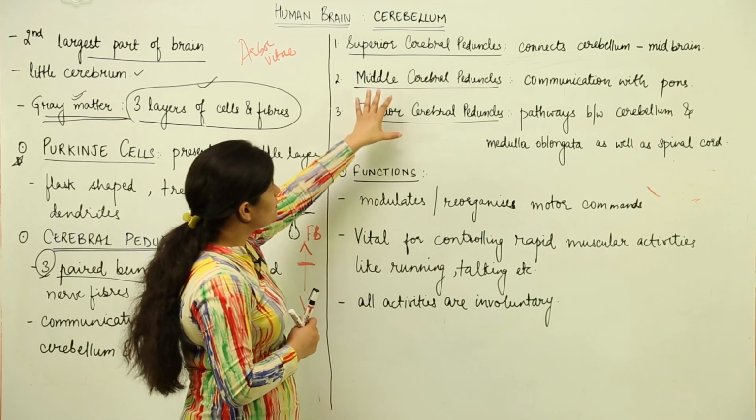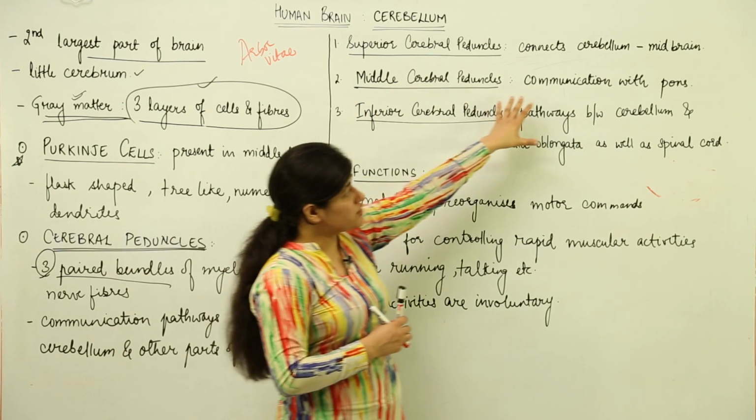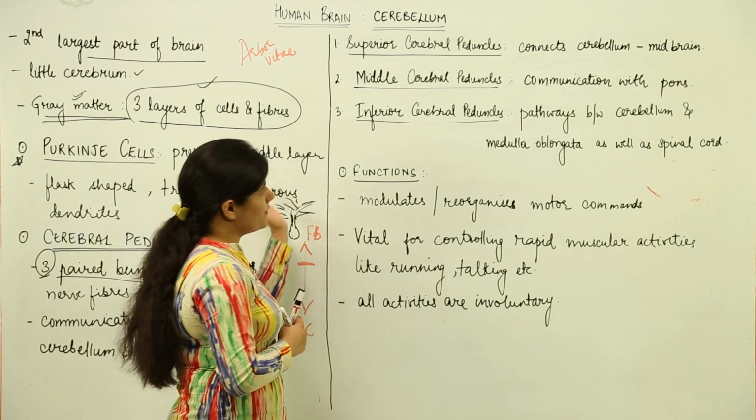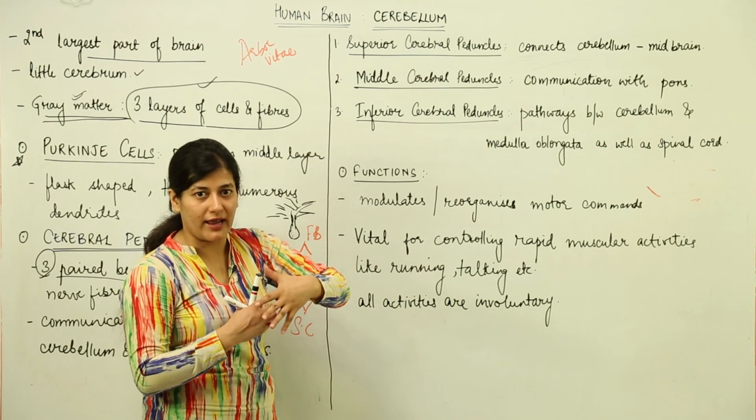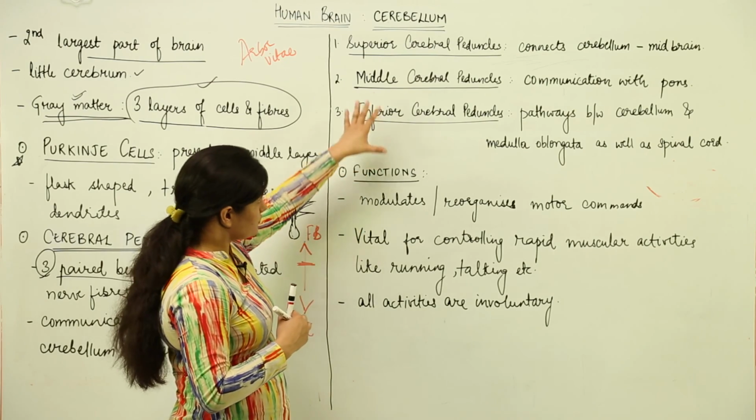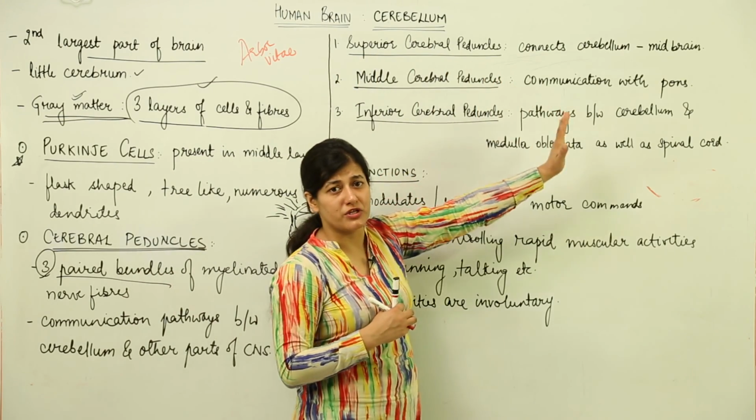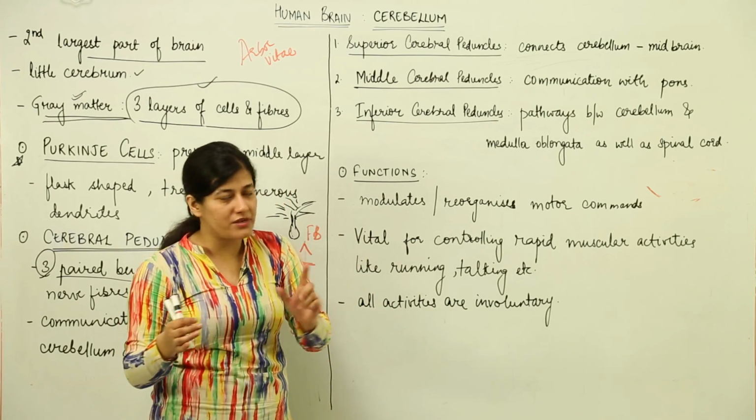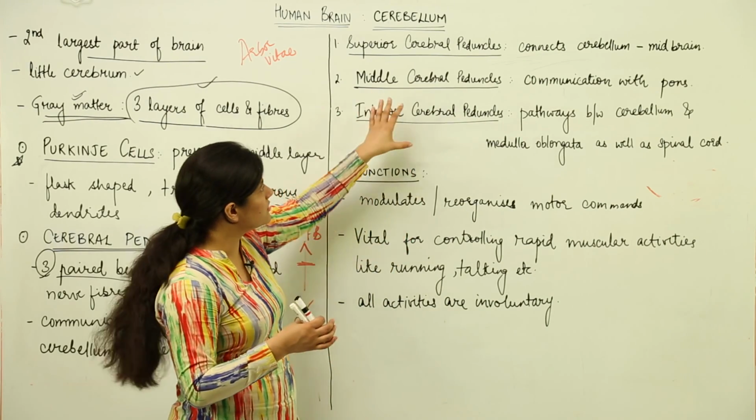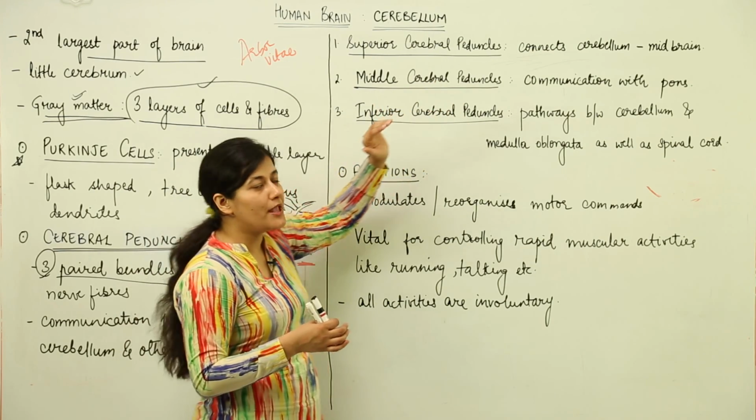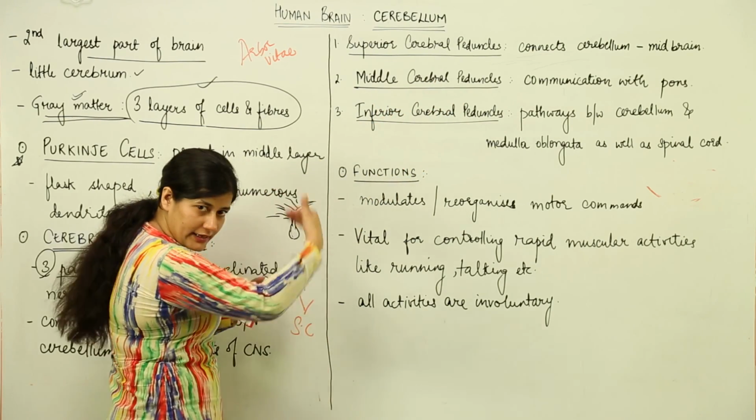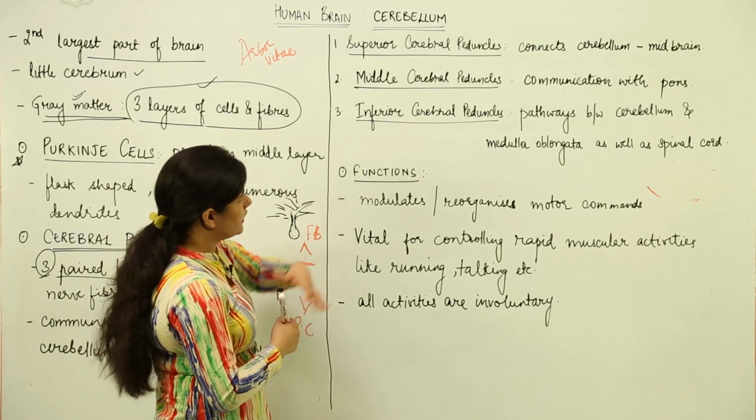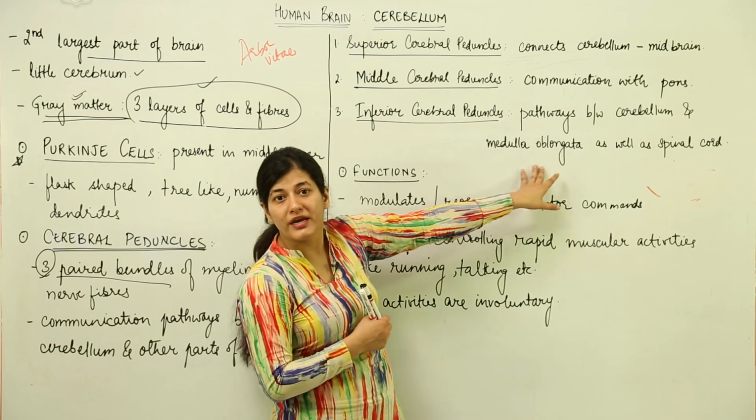Now the second one is the middle cerebellar peduncle. It is responsible for communication with the pons. This cerebellum has to get connected with the pons varolii as well as the medulla oblongata. So the middle cerebellar peduncle is responsible for the communication of the cerebellum, both the hemispheres, with the pons varolii. That is the purpose of the middle cerebellar peduncle. Now comes the inferior cerebellar peduncle, that goes most posterior.